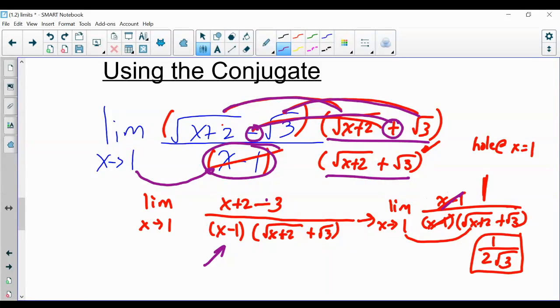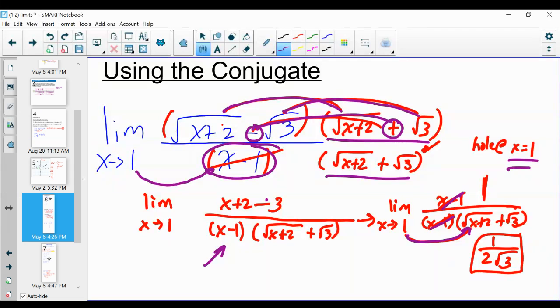And now this x minus 1 and that x minus 1 on the bottom cancel. There must be a hole at x equals 1. And now, because I know there's a hole at x equals 1, I can just plug in 1 for x in the simplified expression. And simplifying, I would just get 1 over 2 square roots of 3. And you might want to think about how I got that. Okay, the next problem.